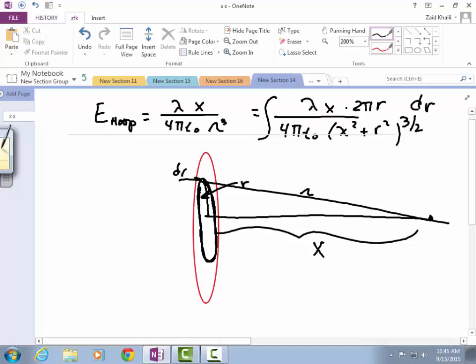from what to what? 0. So an E disk. Actually, I should probably write it like this. E disk is equal to the integral of dE hoop, which is equal to the integral of that times 2 pi r dr.